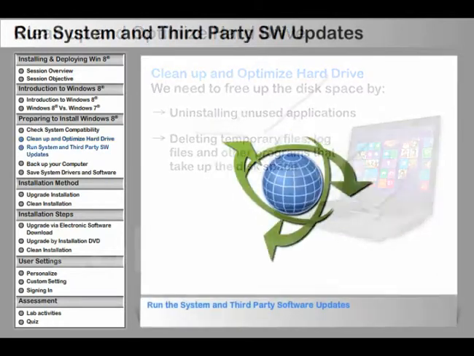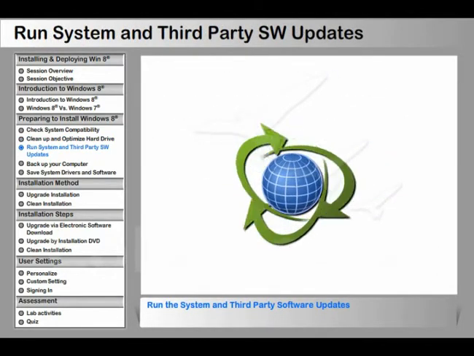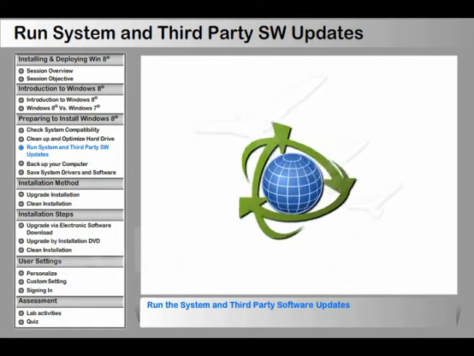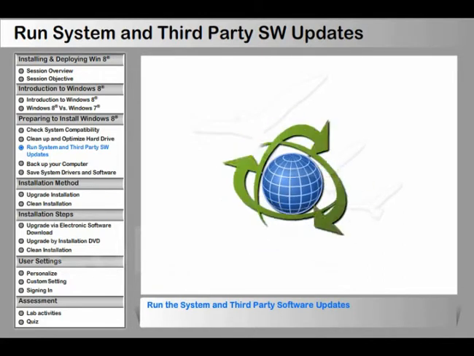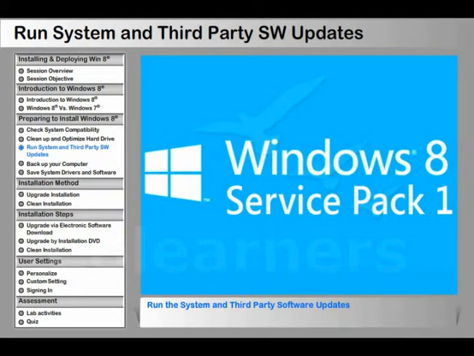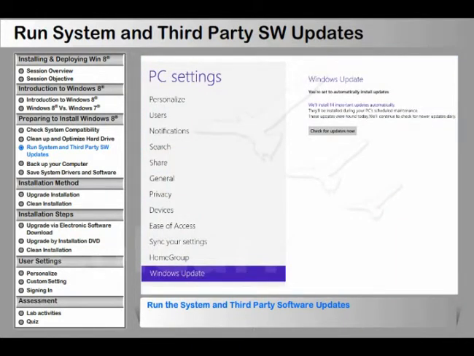In the third step, we need to run the system and third-party software updates. We need to update our system with the latest system updates, especially the service packs. We need to run the system updates by going to the Windows Software Update.